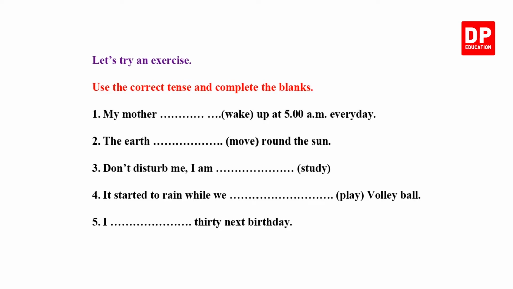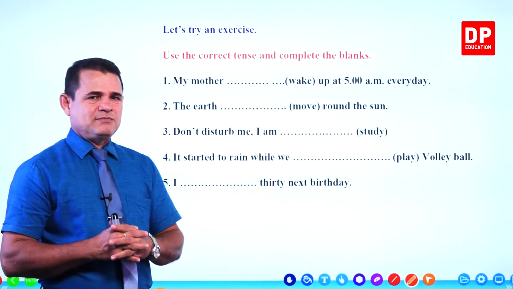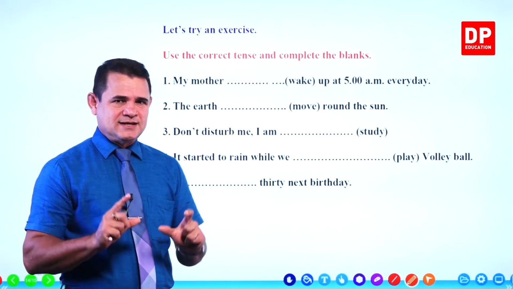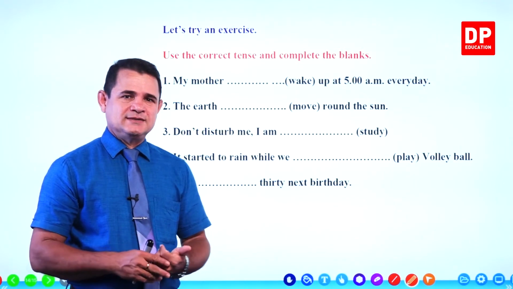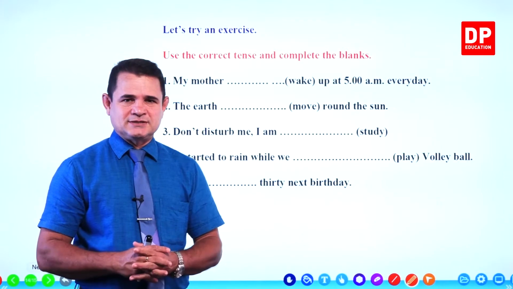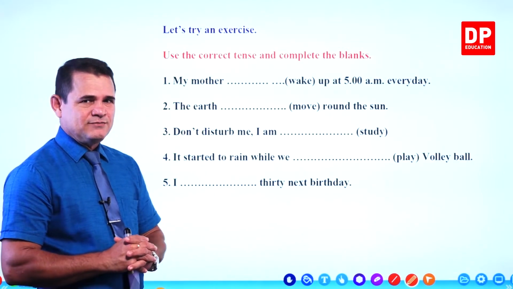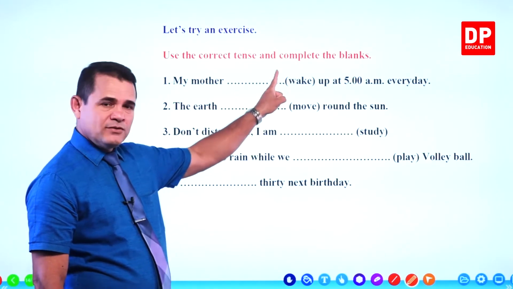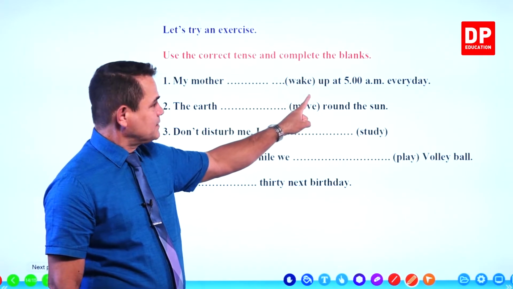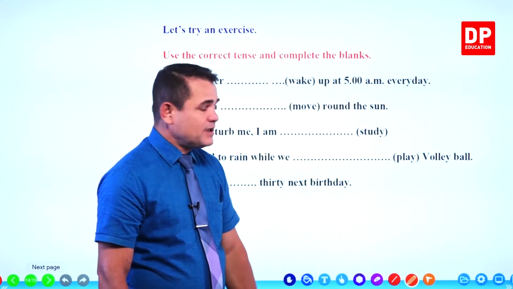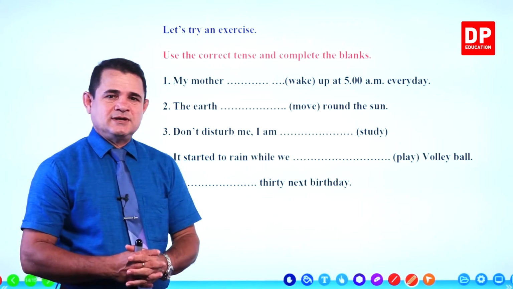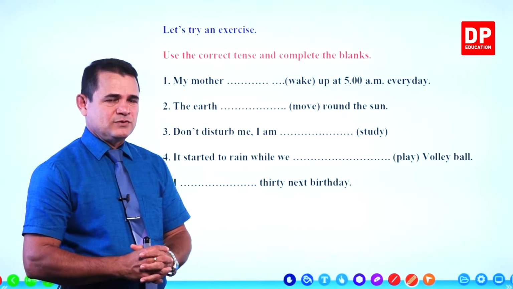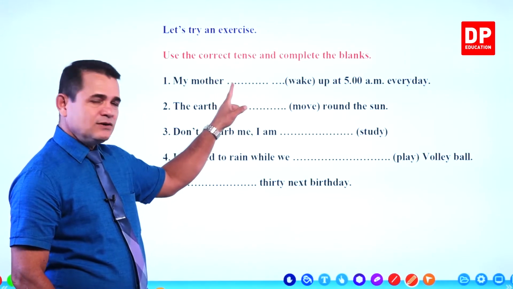Now by doing these kinds of exercises, you will get an idea how to find answers for these kinds of questions. Now we have learned all the tenses, present tense, past tense and future tense, but we have to decide which is the correct answer for this one, right? Let's see. First one, my mother blank, the word given within brackets is wake up, at 5 a.m. every day. So what is the correct one? Now when you look at this, read the whole sentence.